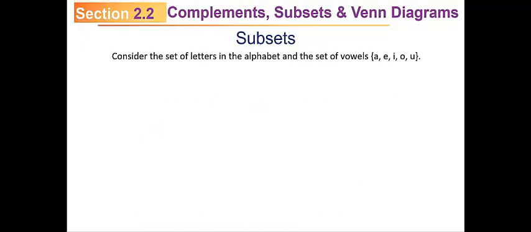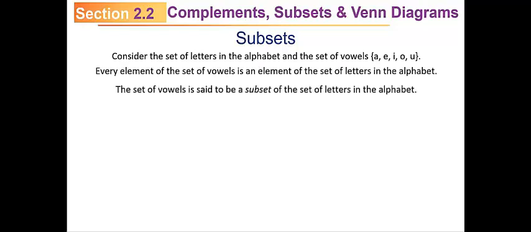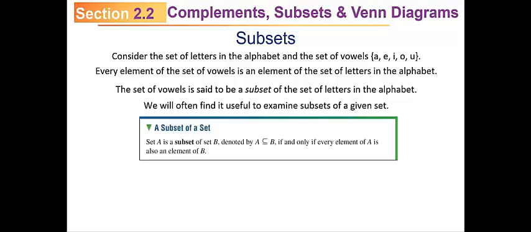Let's talk a little bit about the concept of subsets. Consider the set of letters in the alphabet and the set of vowels, the set containing A, E, I, O, and U. Every element of the set of vowels is an element of the set of letters in the alphabet. Having said that, the set of vowels is called a subset of the set of letters of the alphabet. We'll often find it useful to examine subsets of a given set, so this is an important concept.